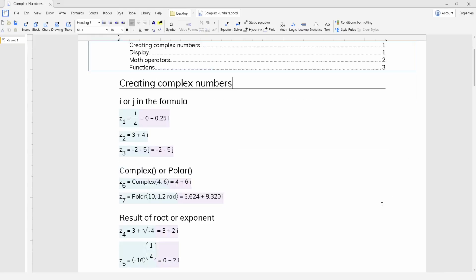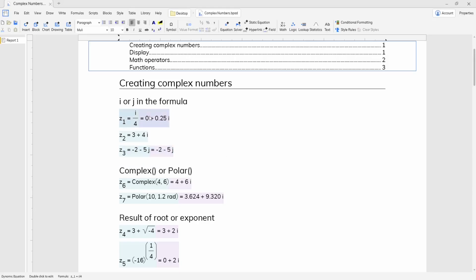So to get into it, Blockpad uses a pretty intuitive approach to complex numbers where you're just going to use I or j as the imaginary number, which represents the square root of -1 inside of the formula. So here I have three examples of doing just that. If I click into these formulas, you'll see I just have the letter I, or in this one, I have the letter J typed in.